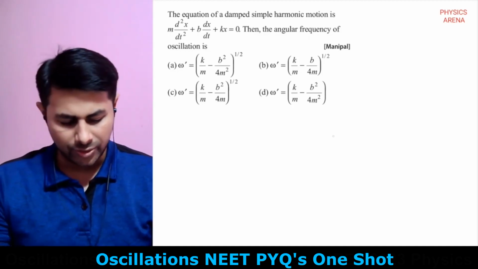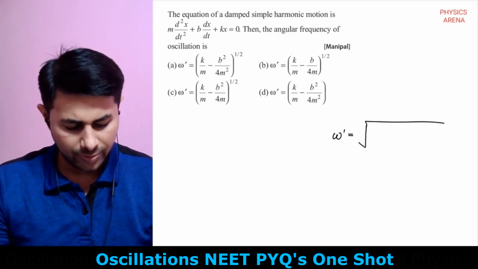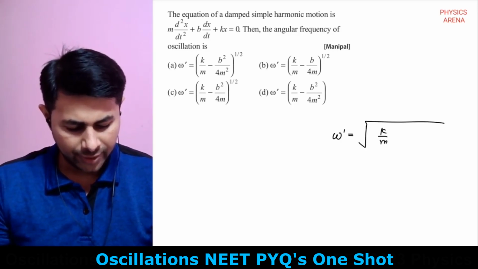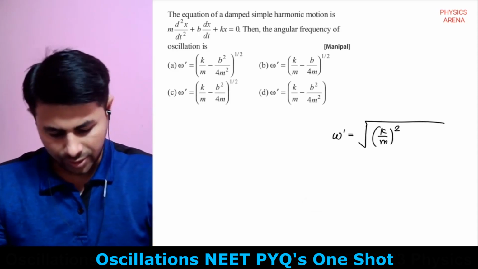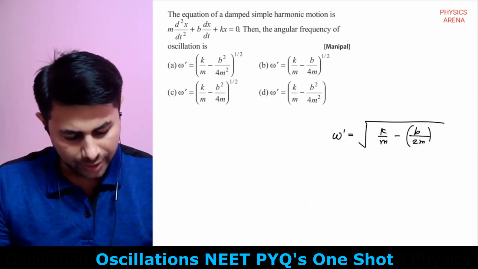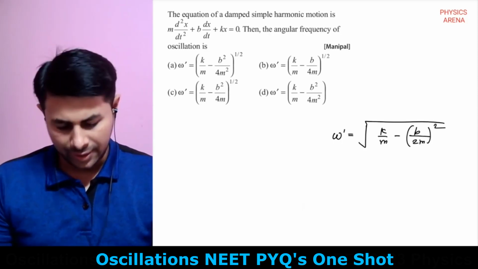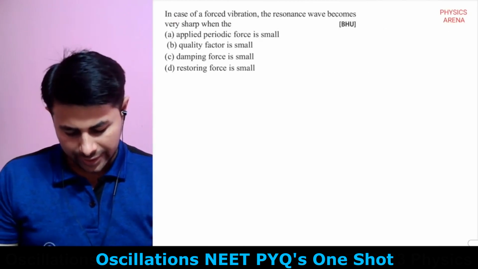Okay, this frequency we have to remember. Omega dash is equal to what? Square root of k by m, sorry, not k by m square, k by m minus b upon 2m, whole square. Okay, so what's the answer? So option A, right? So let's see the next question.